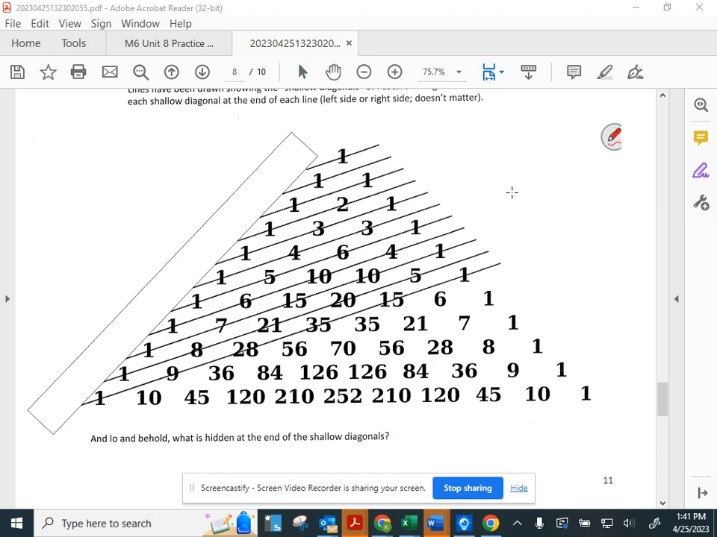So 1 is just 1. 1 is just 1. 1 plus 1 is 2. 2 plus 1 is 3. 1 plus 3 plus 1 is 5. Continue with your diagonals, adding them up to get your numbers on the side here. And then you have to answer. So just go all the way down to this bottom shallow diagonal that's drawn. And then you're going to answer what is hidden at the end of these shallow diagonals.